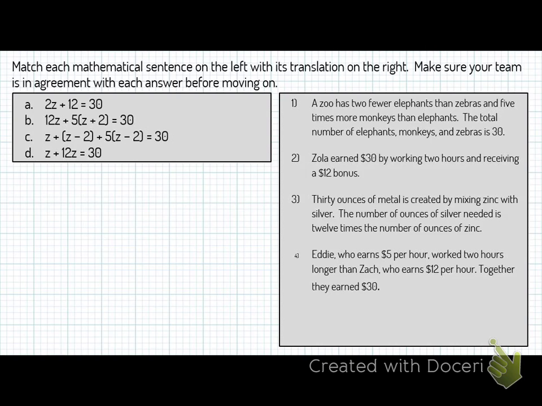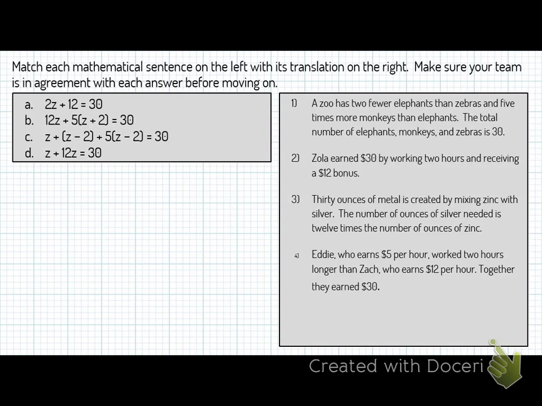There's 4 examples. So on the right, it says a zoo has 2 fewer elephants than zebras and 5 times more monkeys than elephants. The total number of elephants, monkeys, and zebras is 30. So you have to think about that scenario. Which of these would you pick? This is by yourself work right now. Actually, I'll give you 2 or 3 minutes, and then we're going to come back together, and then you're going to talk with your group for about 5 to 6 minutes just to make sure you have the right answers. And then we'll talk together. So right now, 2 to 3 minutes. You could do this in your notebook. You don't have to write these down. I just want you to write the letters down on how they match.